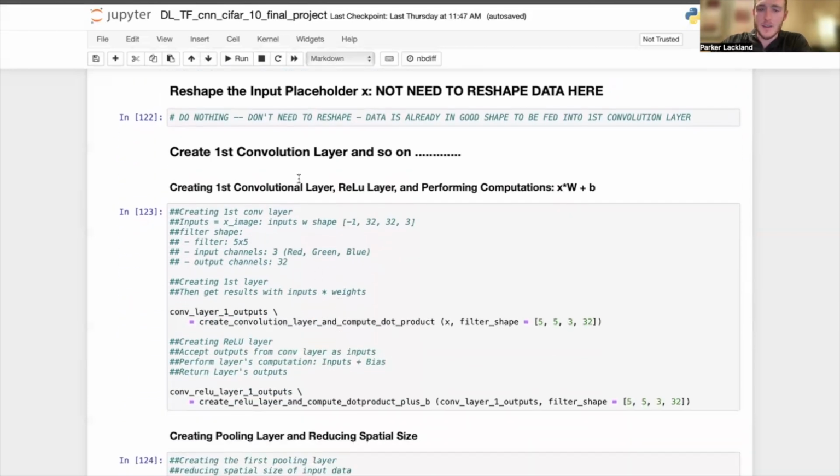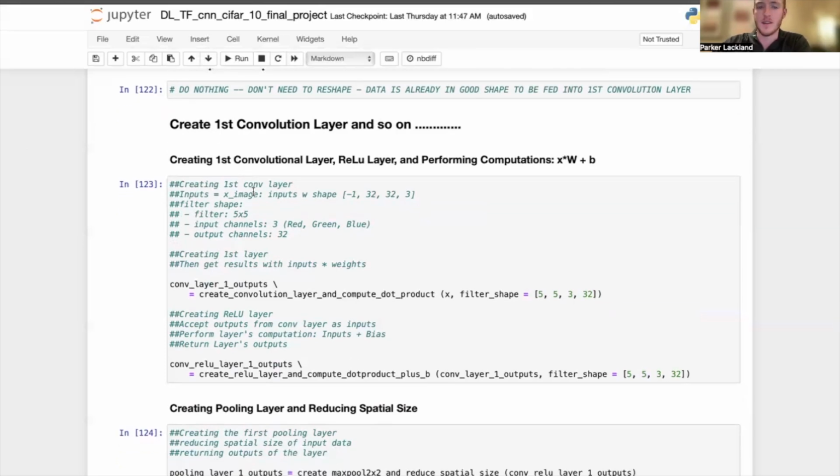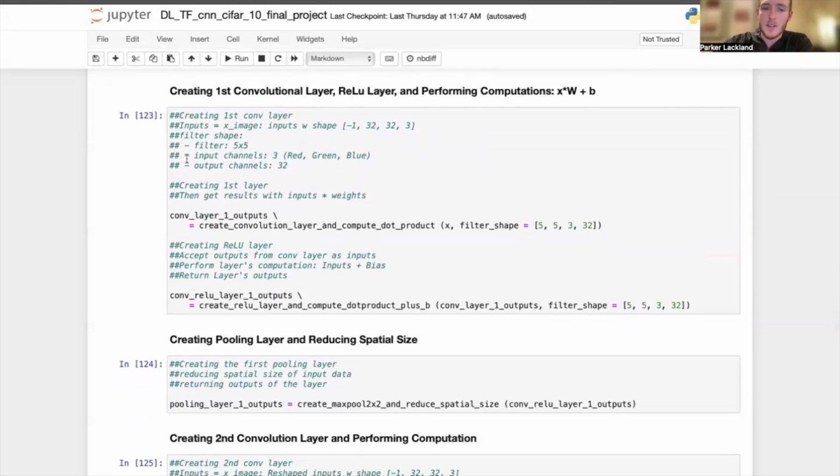Again, none of the data is required to be reshaped like it was in the MNIST data set. All that reshaping was done for us in the initial data preprocessing code that we were given. So no additional reshaping is necessary. So we move on to creating the first convolutional layer and the ReLU layer that's associated with it.